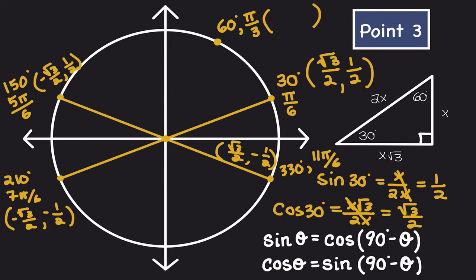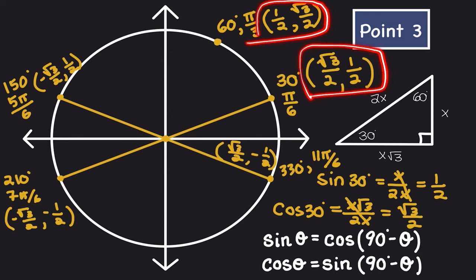Sine of 30 was 1/2. That means cosine of 60 is now 1/2. That also means that this sine value is the original cosine value of 30. It's root 3 over 3. These guys have just flipped on us. And we're going to do the same trick now. We're going to get the 3 additional points.